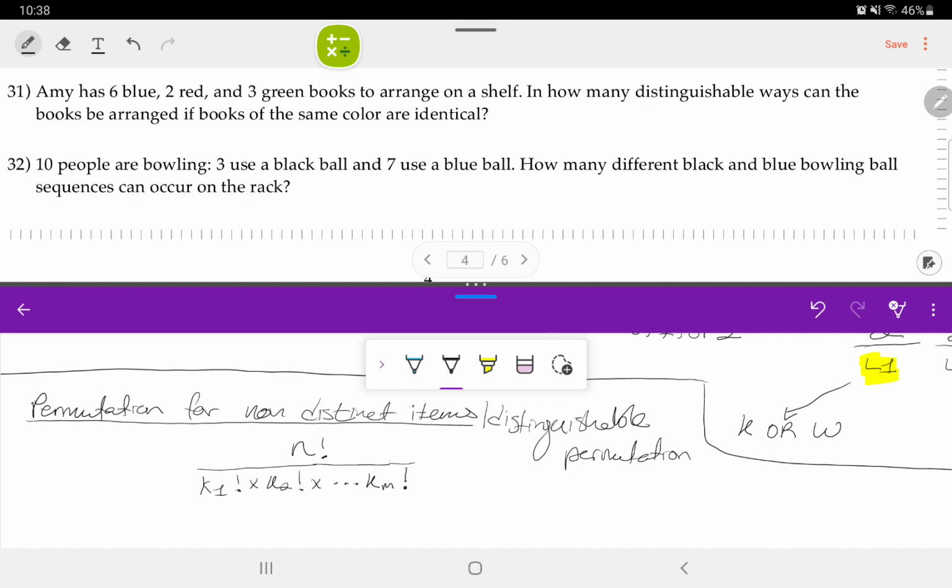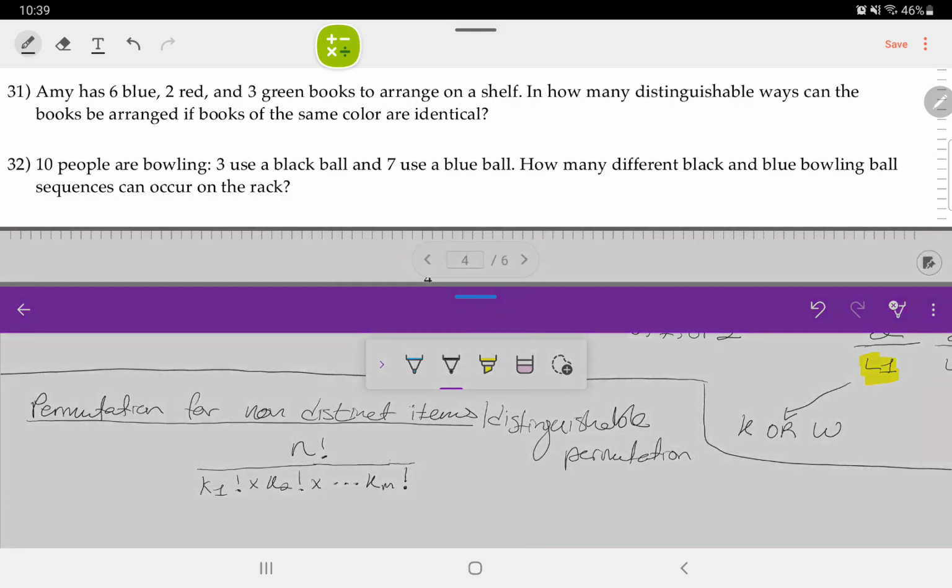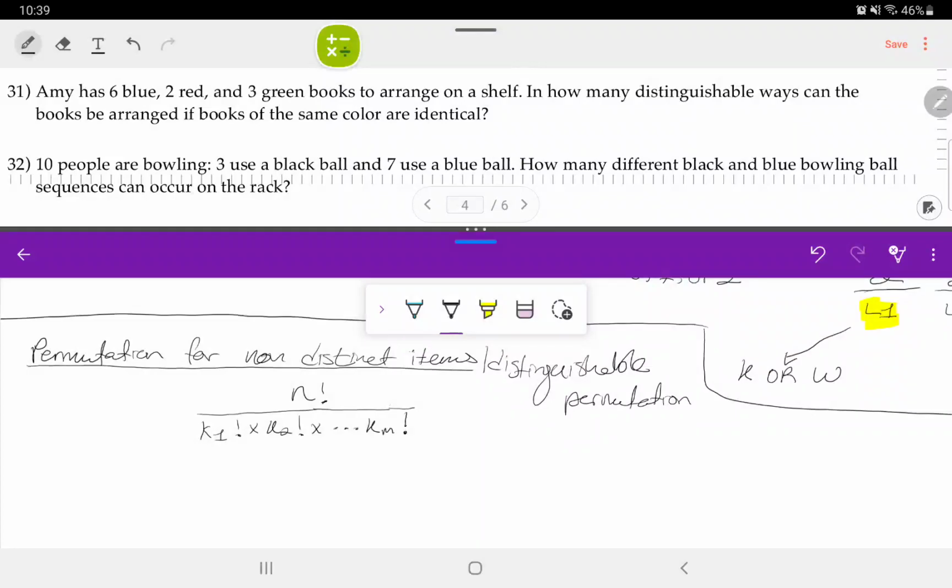And we're using this formula when we're trying to find out how many distinguishable ways or distinct ways the books can be arranged if books of the same color are identical. So I need to find out how many books I have first. I'm going to add the 6 blue, the 2 red, and the 3 green. And I have 11 books in total. So for number 31, n equals 11 books.